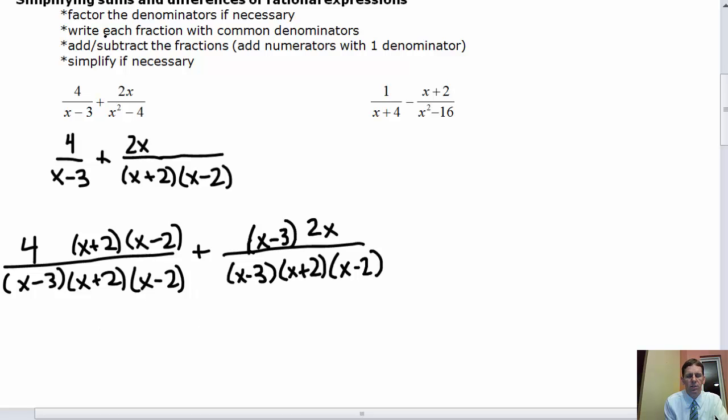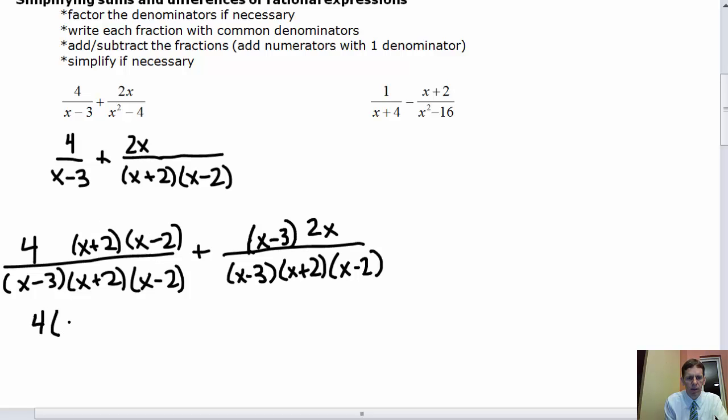First step, factor. Second step, write fractions with common denominators. Third step, add and subtract the fractions. Add the numerators with one denominator. So what we have here is 4 times x plus 2 times x minus 2. We can begin to multiply this out here. I usually suggest multiplying the things that look kind of the hardest to work with, so I would do the x plus 2 times x minus 2 first.